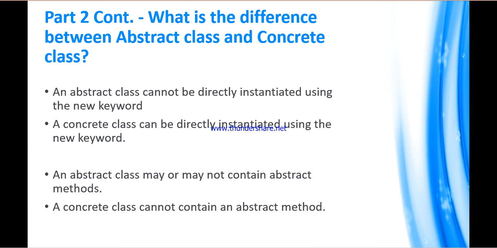Abstract class cannot be directly instantiated using the new keyword. A concrete class can be directly instantiated using the new keyword. So we cannot create an instance of the abstract class, but we can create an instance of a concrete class. The second is, abstract class may or may not contain abstract method, and concrete class cannot contain abstract method. We have already learned these things while discussing abstract method and virtual method, but we will see this again with the example.